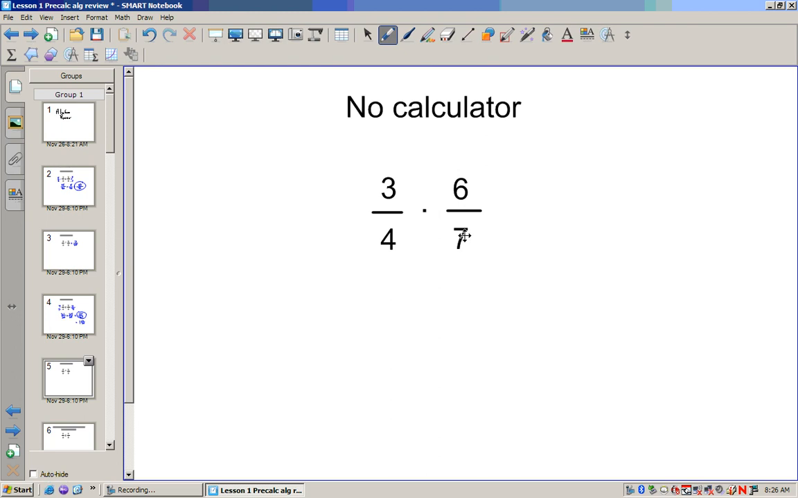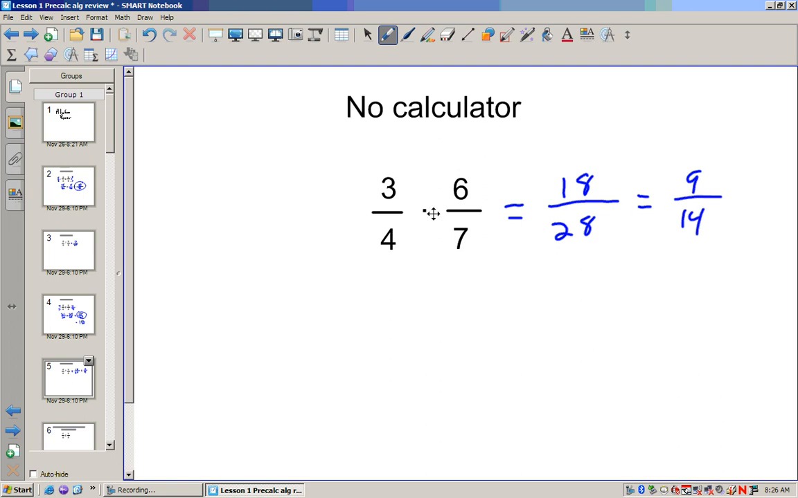Alright, now in this one, I'm going to pause it for a second. Hopefully you pause it for a second, and start it up when you're done. Alright, now I'm going to show you two different methods. The method that a lot of people do first is they multiply 3 times 6 to get 18, 4 times 7 to get 28. Now any fraction that can be reduced should be reduced. So we can divide each of these by 2, so we'd get 9/14.